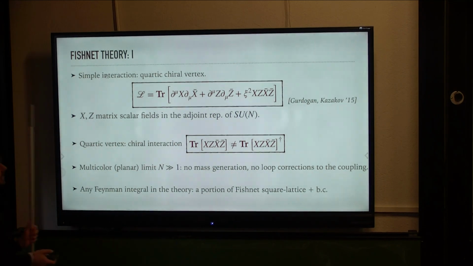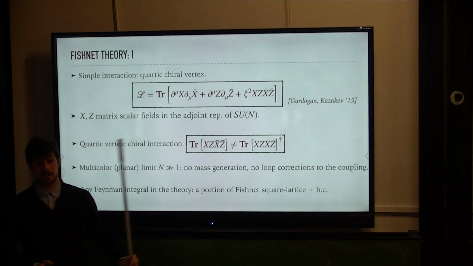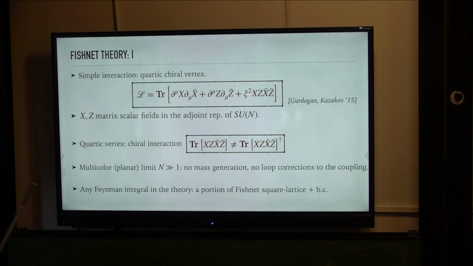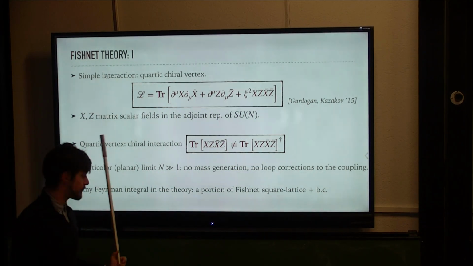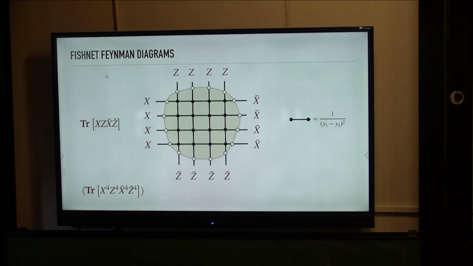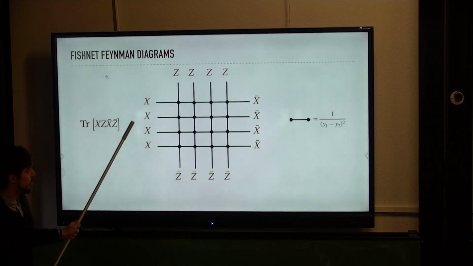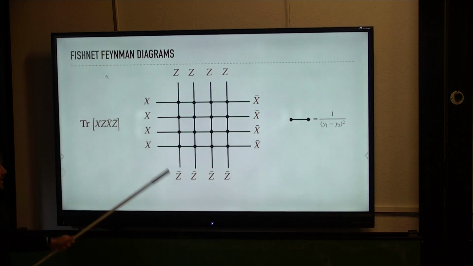Leading contributions, together with this chirality condition, make the content of the theory in terms of Feynman integrals very, very simple. Any Feynman integral in the theory has the topology of a square lattice made of scalar propagators. In general, you have fields x that propagate from x to x bar, z from z to z bar, and this is the only structure that you can really get.